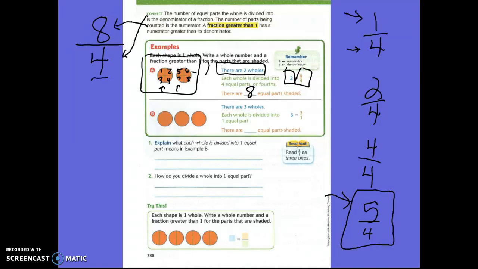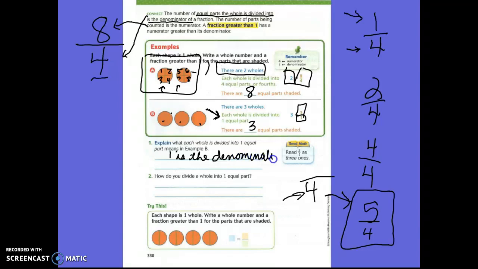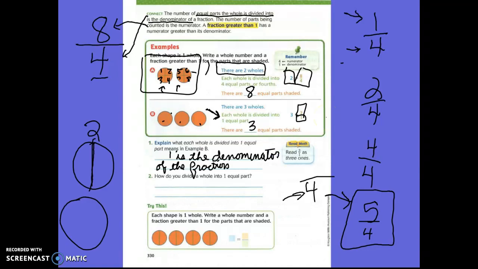Okay? Now look right here. Number 1. Looking at this green part. Each whole is divided into 1 equal part. What does that mean? That means 1 is the denominator. How do you divide a whole into 1 equal part? You can't. You do not have to do anything. You just don't do anything. Write that down. You can't. So just don't do anything.